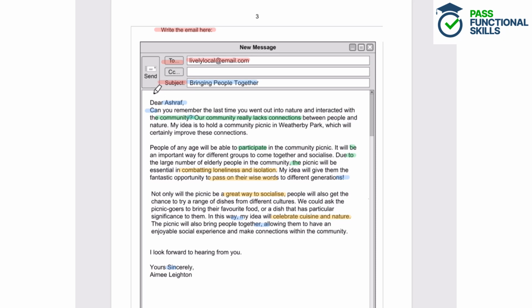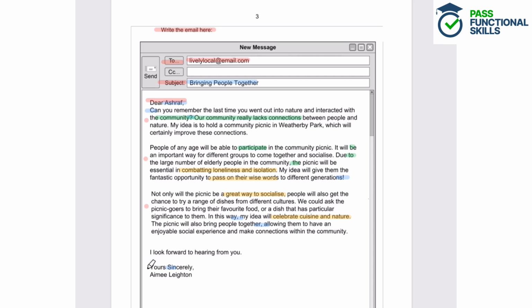So make sure you're including a to address and a subject line. You can also include an address that you're sending from. Make sure that you don't use your own email address. You want to protect your details during the exam. And then we've got a polite address, so Dear Ashraf. And following this, we have a number of paragraphs. And you need to make sure that you're using paragraphs in your answers, because this will divide up your ideas into clear sections and make it much easier for the reader to understand.